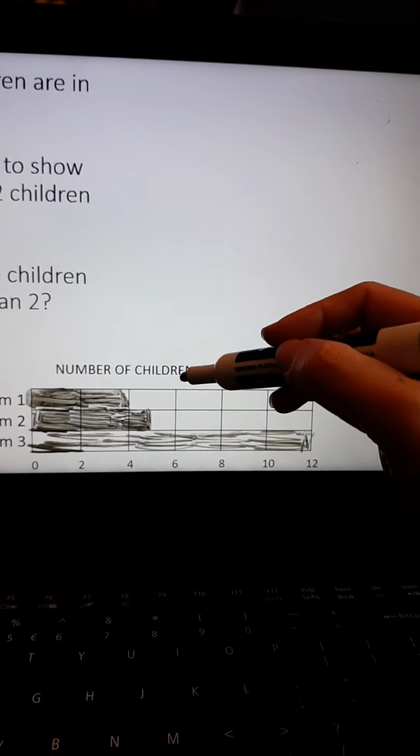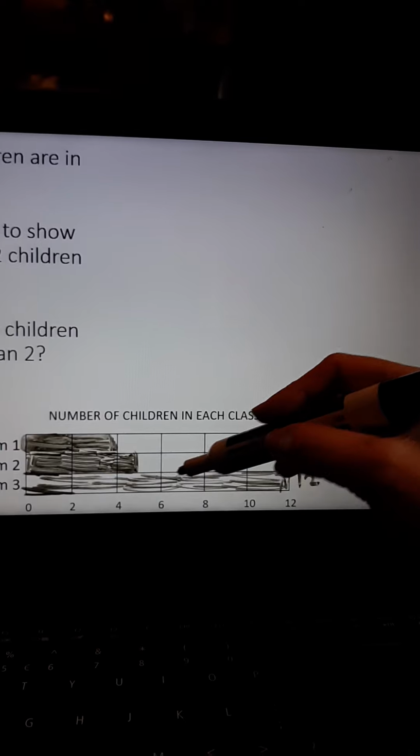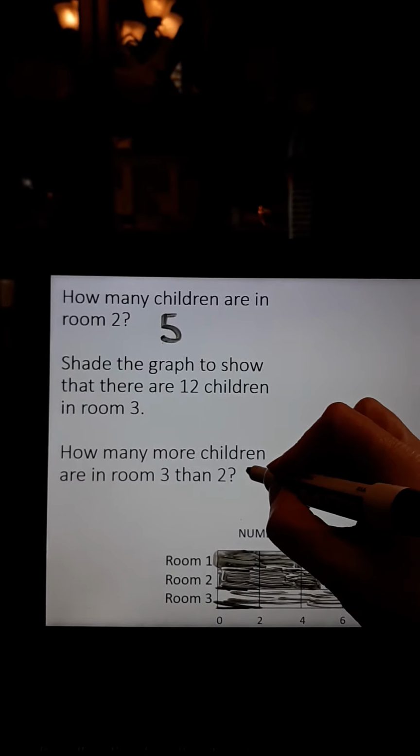How many more children are in room 3 than 2? So I'm comparing 3 and 2. Number 2 has 5, and room number 3 has 12. And I want to compare the two because obviously room 3 has more. How much more is 12 than 5? So take 12 minus 5, and it's what? 7. Very good. Or you could say 2, 4, 6, and then one more is 7. So there are 7 more.